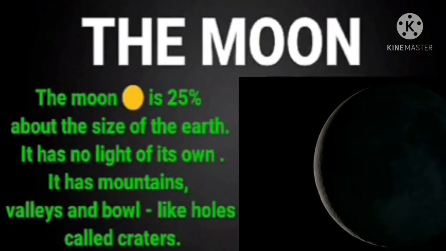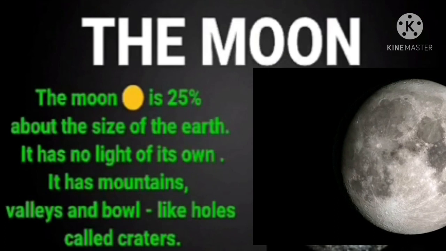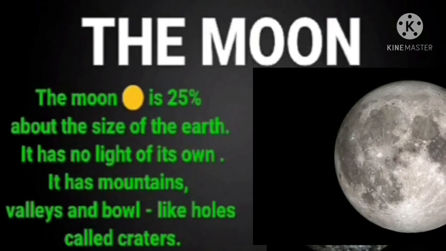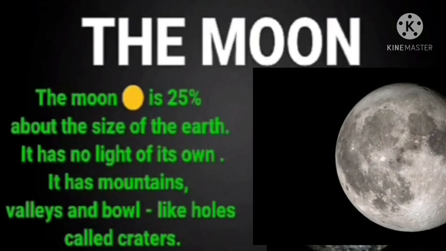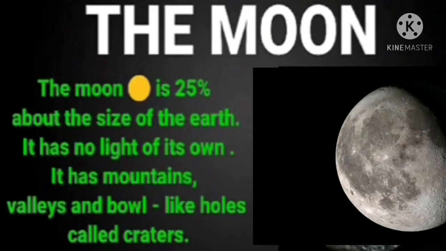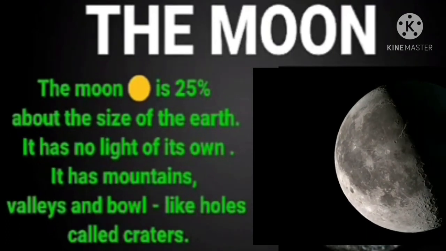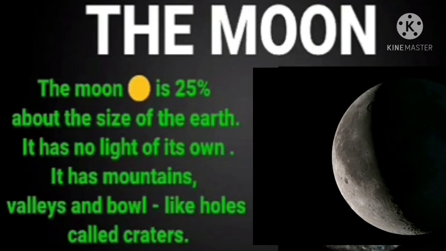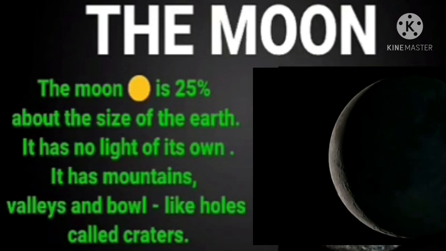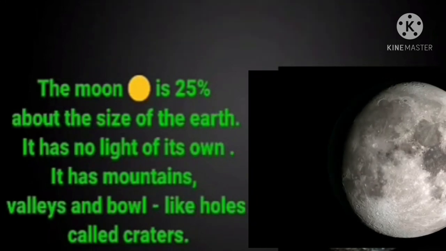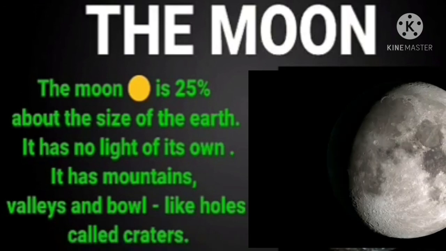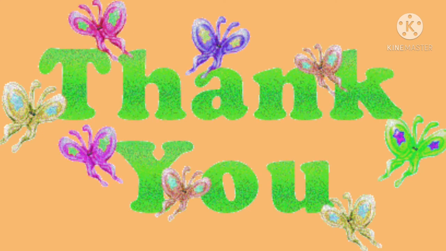Now the moon has mountains, just the way we have it on earth here. It has valleys and bowl-like holes. Those holes are known as craters. Craters. That is the hole that you see in the moon. So that's the image of the moon before you there.